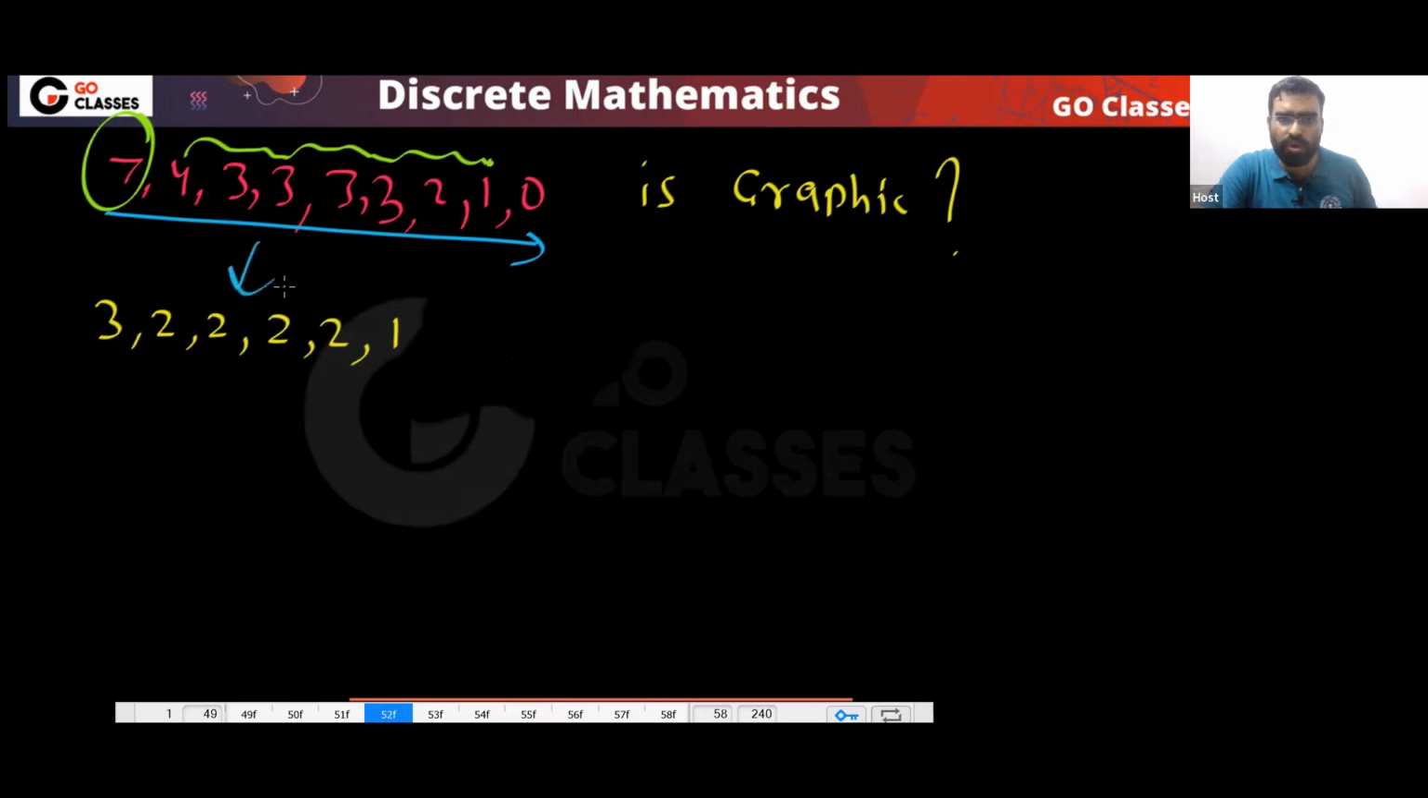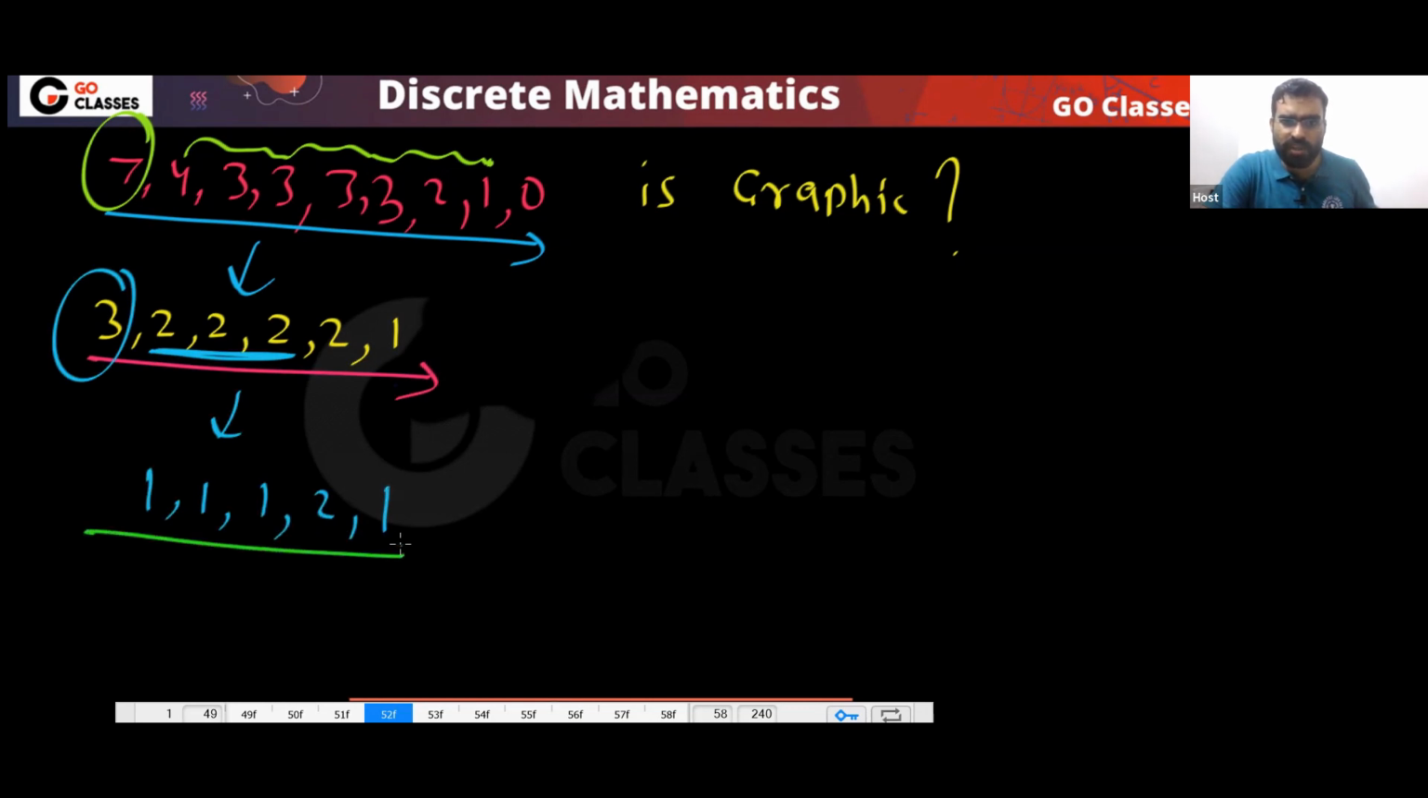Okay, so this is what you got. Is this in decreasing order? Yes. So again, you delete this 3. For the next 3 vertices, the degree will go down by 1, giving 1, 1, 2, 1. This is not in decreasing order, so first you convert it into decreasing order: 2, 1, 1, 1.